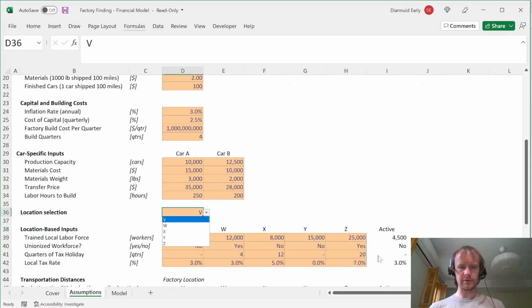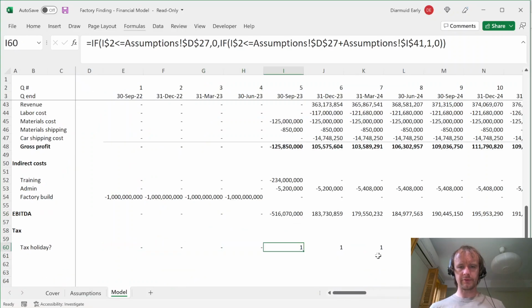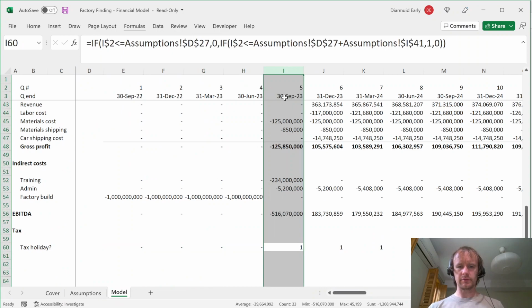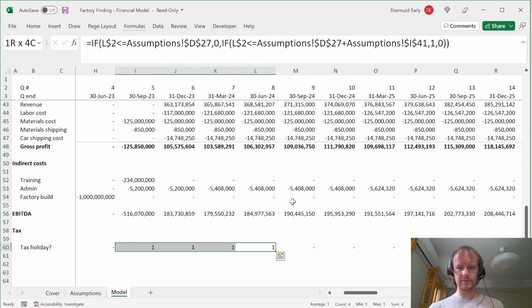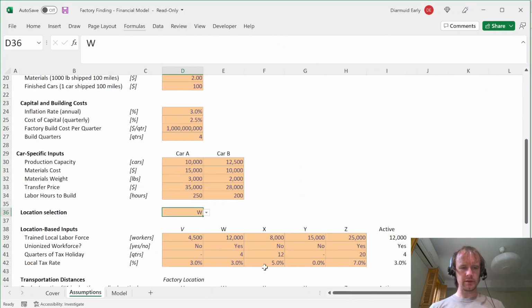So let's just change to W and see if that's coming through correctly. So the first tax holiday is as soon as we start doing anything, which makes sense. That's Q3 of 23, and that runs for exactly 4 quarters. This is quarters, not years, right? Yes. Okay, so that's fine. We can switch back to V.